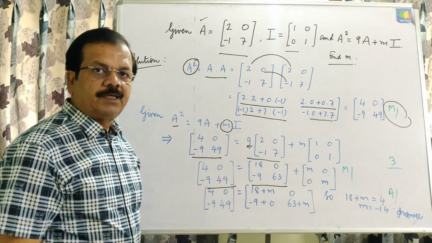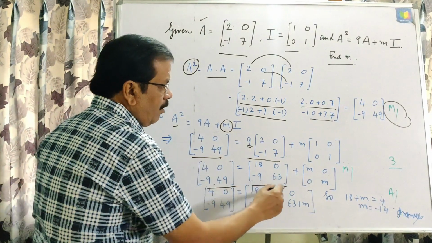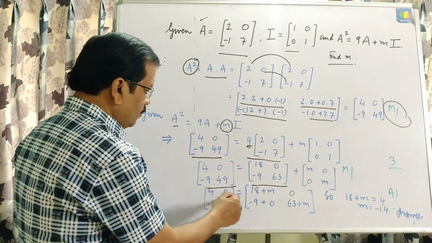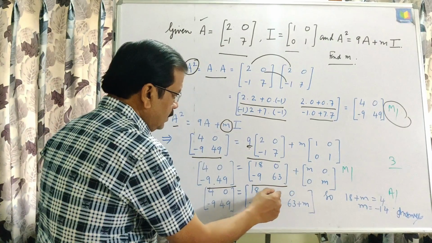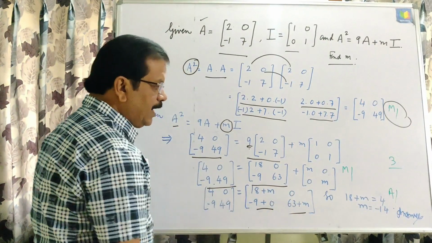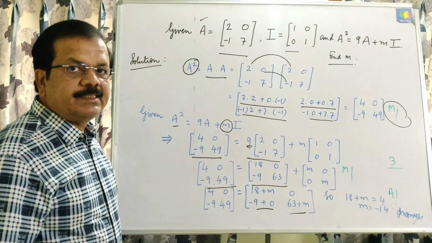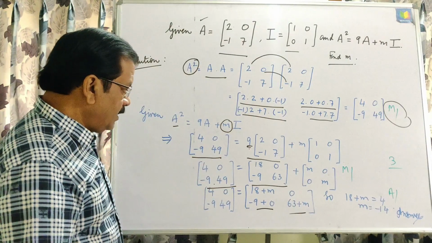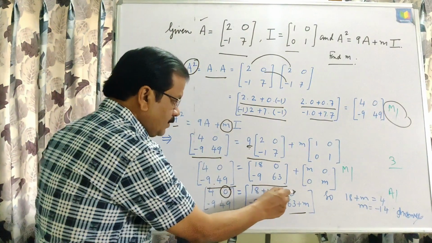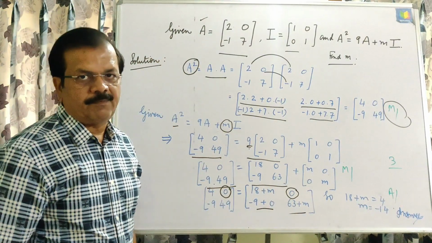Before adding or subtracting, we will see whether the order is same. You can see order of each matrix is 2 cross 2. Then we can add: this is equal to [18 plus m, 0; -9, 63 plus m]. And now comparing both sides. Once we are comparing two matrices, we can check our calculation this way. See here, this is first row, second element, first row, second element, 0, 0. Both the elements are same.